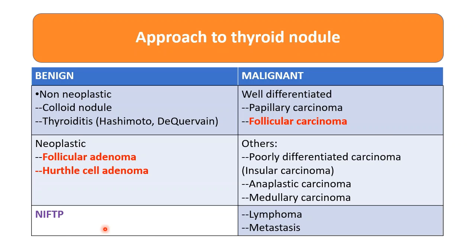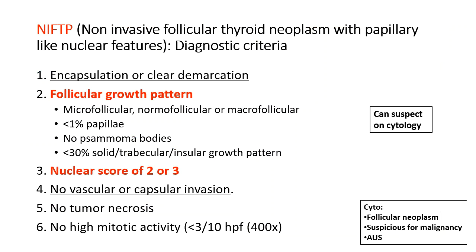NIFTP is a new entity which has been introduced in the revised Bethesda system. NIFTP is non-invasive follicular thyroid neoplasm with papillary-like nuclear features. So these are the diagnostic criteria for NIFTP. As the name indicates, it is non-invasive, so we require an encapsulated lesion for the definitive diagnosis. It is a follicular thyroid neoplasm, so it will have a follicular growth pattern and it will have papillary-like nuclear features. It will have some papillary features, but the papillary features are not fully developed.